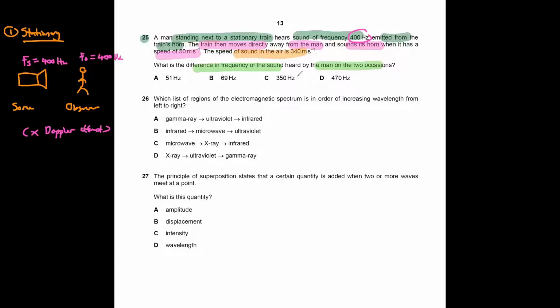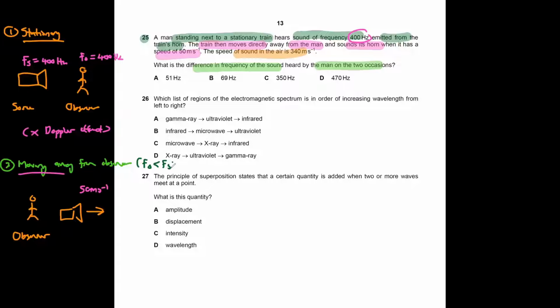Okay. So then after that, they mentioned that your train is actually moving. This time your train is moving away from the observer, moving away from the man. So moving away from the observer would be a case where you have the observer here, but the train, or rather the source, is moving away. And the source is moving away with a speed of 50 meters per second. So for the case where you have a source moving away from the observer, the thing that we always remember is that the observed frequency will be less than your source frequency.